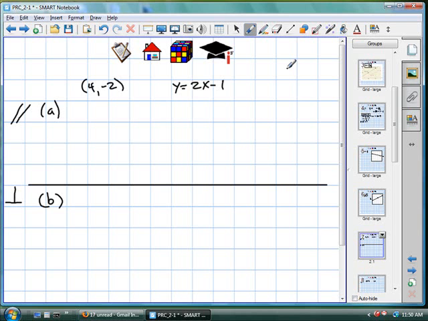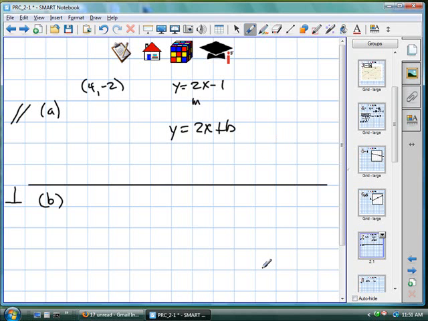So part A, we want the equation of a line that's parallel to this line and goes through this point. Well, what's the slope of this line? It's actually staring you right in the face, isn't it? Isn't it 2? This is our m. So what's the slope of our line? It's got to be the same. So now we already know this much. Don't we? We already know the slope. We just don't know the y-intercept. So again, we'll let that be just b.